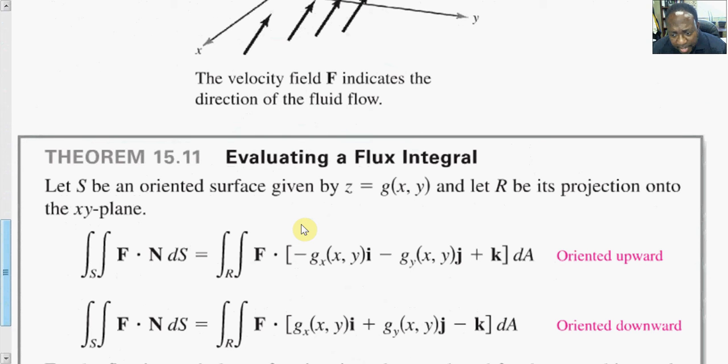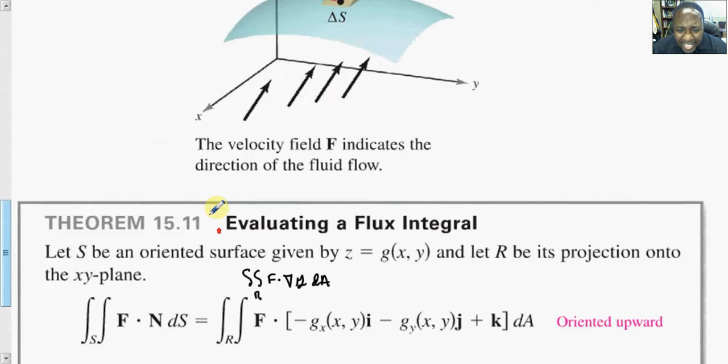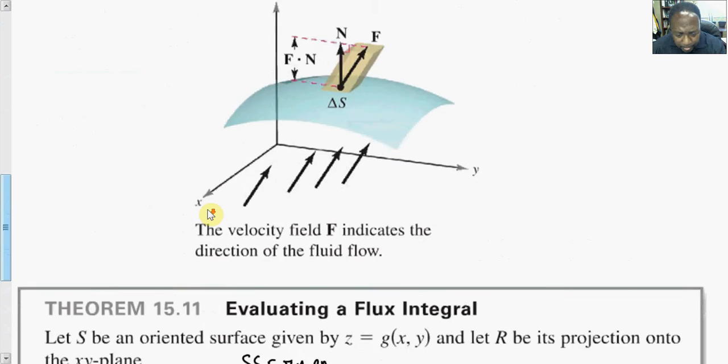Now, to evaluate the flux integral, we're going to use this setup. Now, what is this setup? Let me see if I can explain it for you. This is the double integral. It's reduced to across R, dealing with values in the xy plane. This is actually F dot with the gradient of G dA. Now, I wonder if you see that, and let me explain that in detail for you.